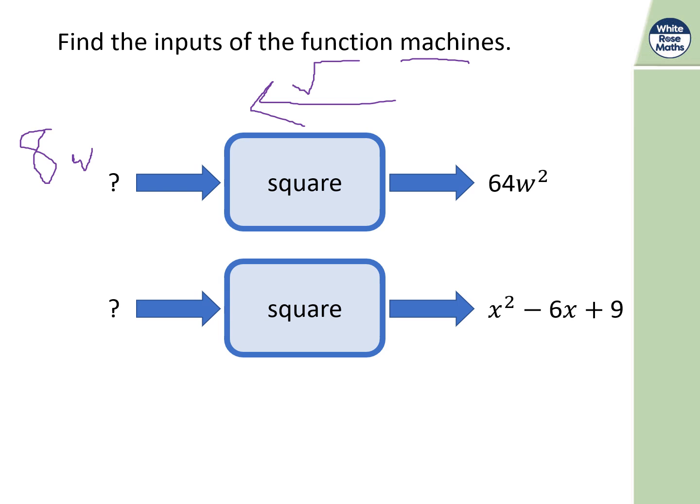And if you square all this, you will get 64w squared. You'll get 8 squared, which is 64, times w all squared, which is just going to equal w squared.